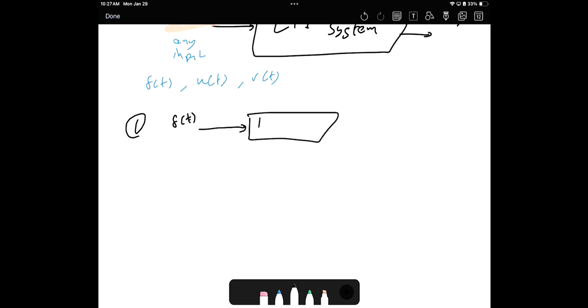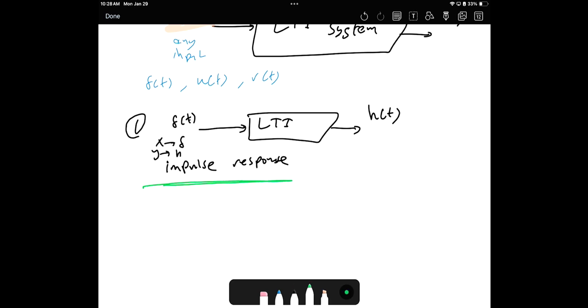When the input is delta of t with the LTI system, instead of calling the output y of t, we call it h of t, just as a simplification. Whenever we see h, this means the input is delta. This is called the impulse response. Here, every x has been replaced with delta, and y has been replaced with h. So what's the response? h of t is the response to the input delta of t.